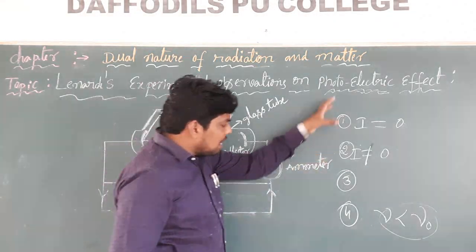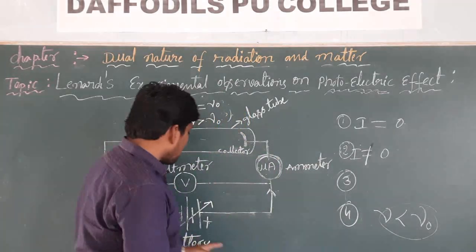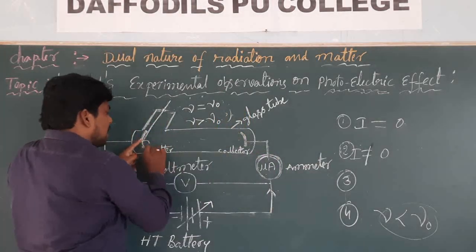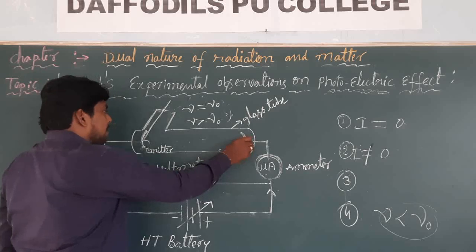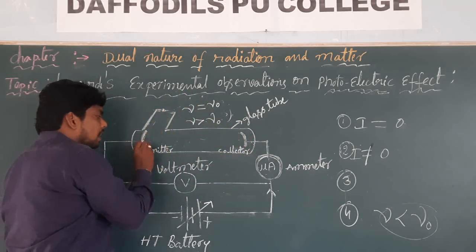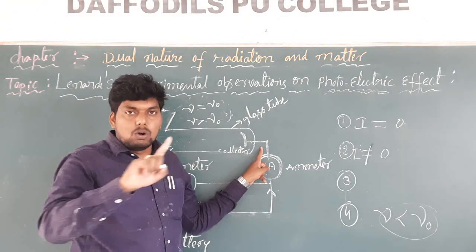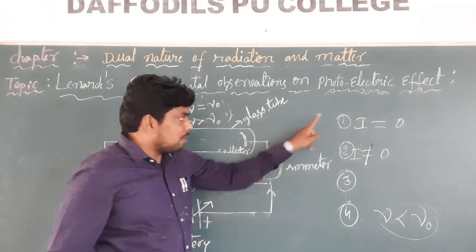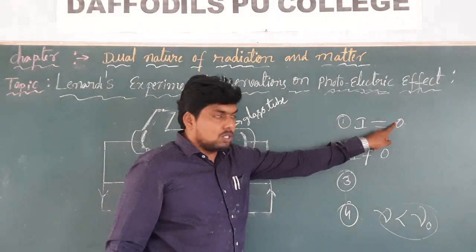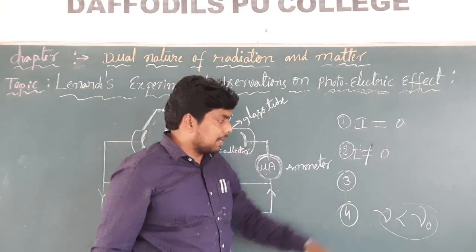From all the four observations, what is the first observation? When the potential difference is applied across the emitter plate and the collector plate, but no radiation, no UV rays are falling on the emitter plate, is there any current in the circuit? No, there is no current in the circuit. The first point is over. I equals 0. The current in the circuit is 0. What does it mean? There is no current in the circuit.